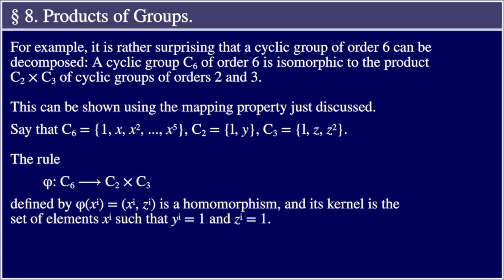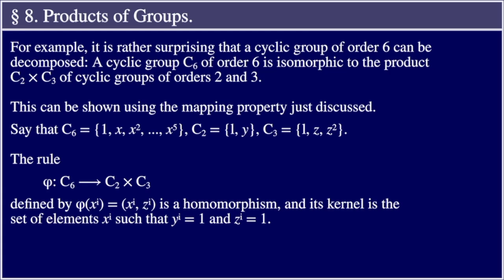A cyclic group C6 of order 6 is isomorphic to the product C2 × C3 of cyclic groups of orders 2 and 3. This can be shown using the mapping property just discussed. Say that C6 = {1, x, ..., x^5}, C2 = {1, y}, C3 = {1, z, z^2}.